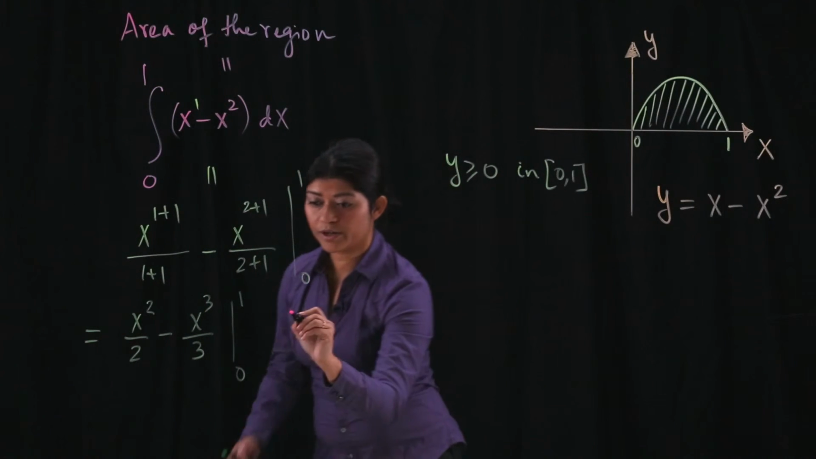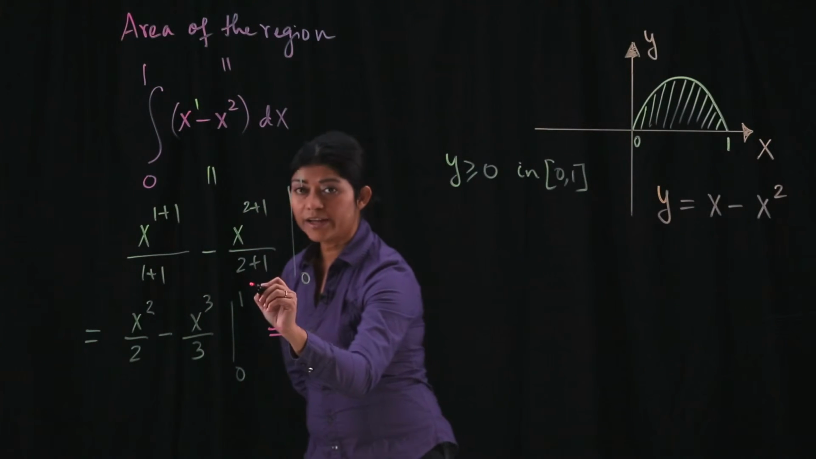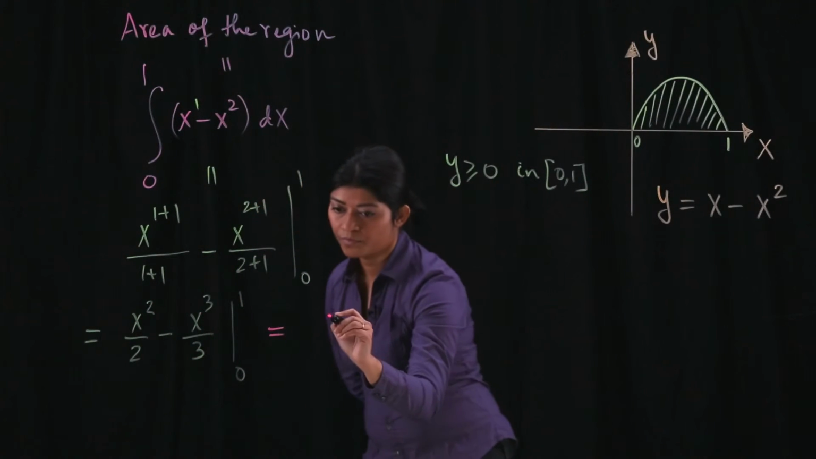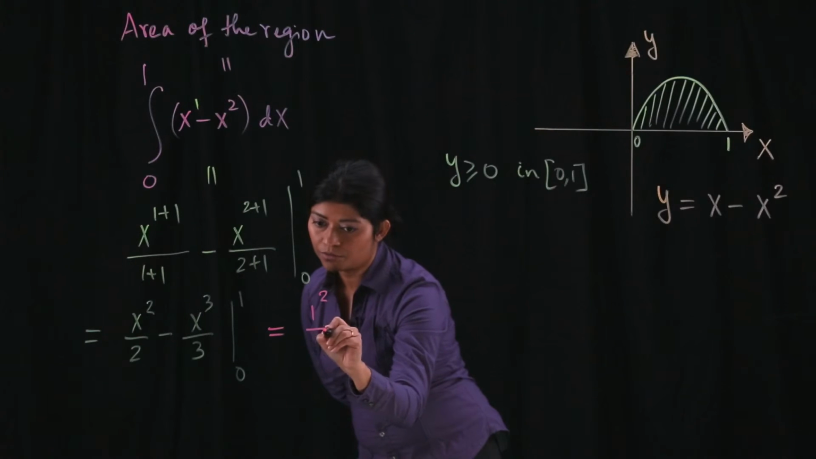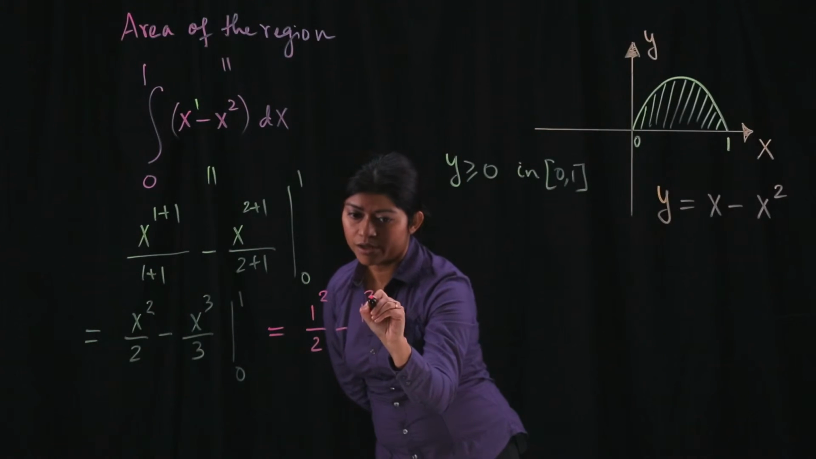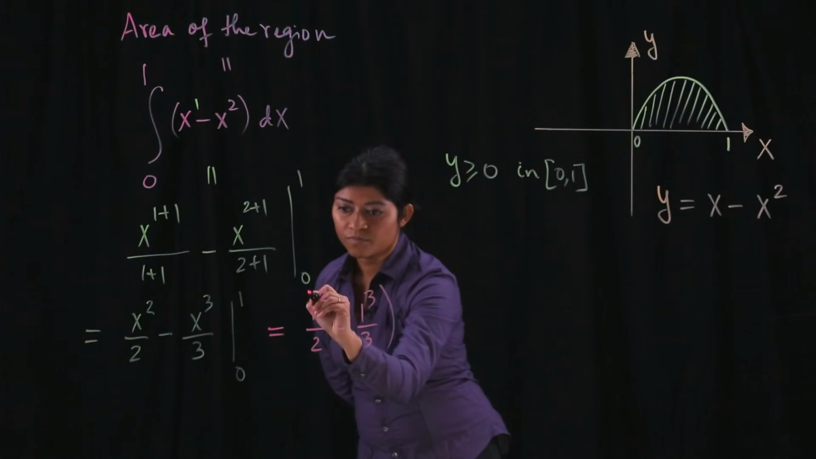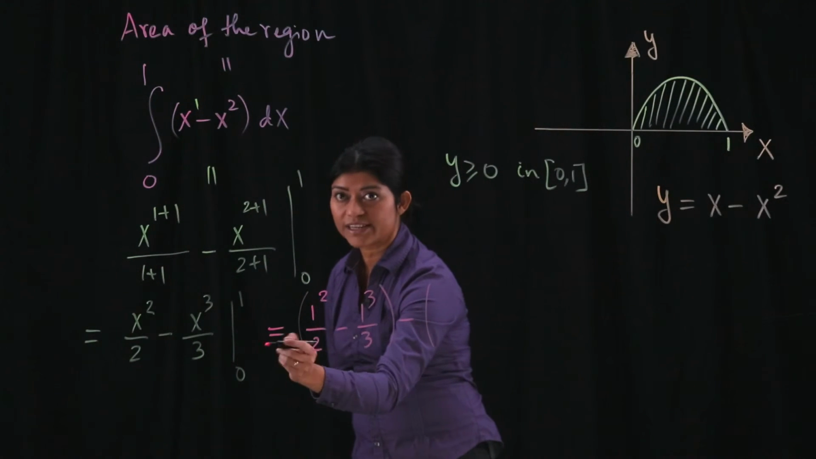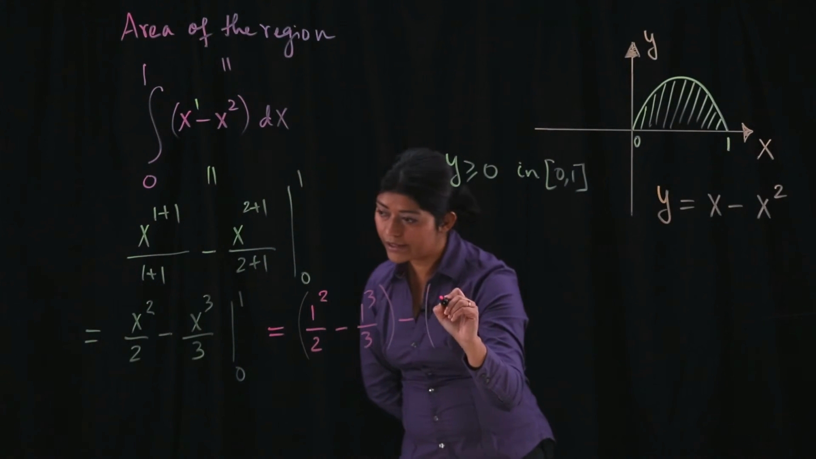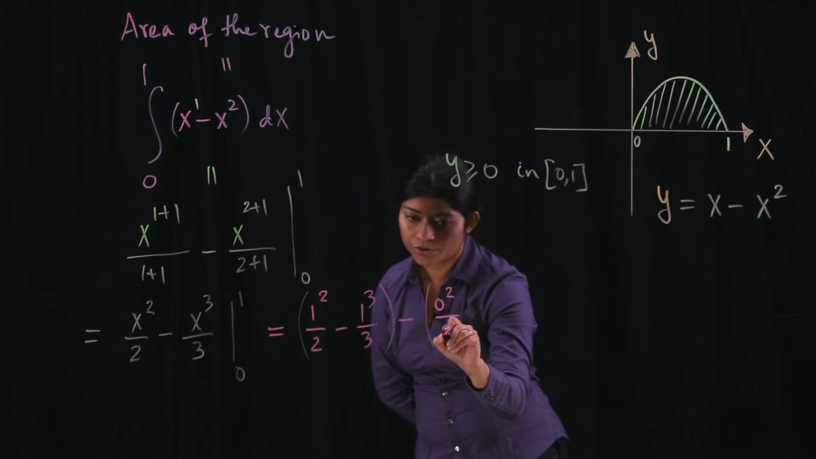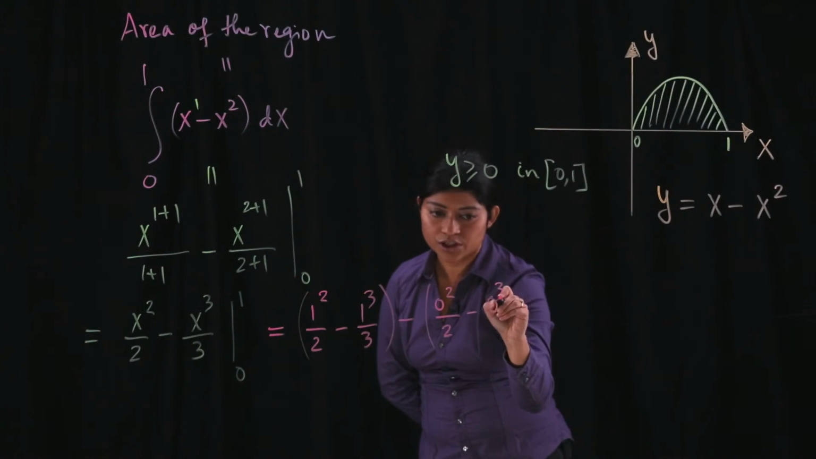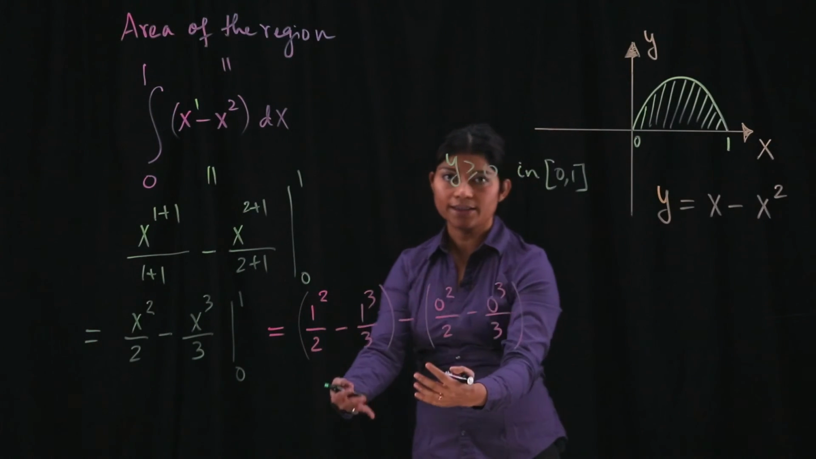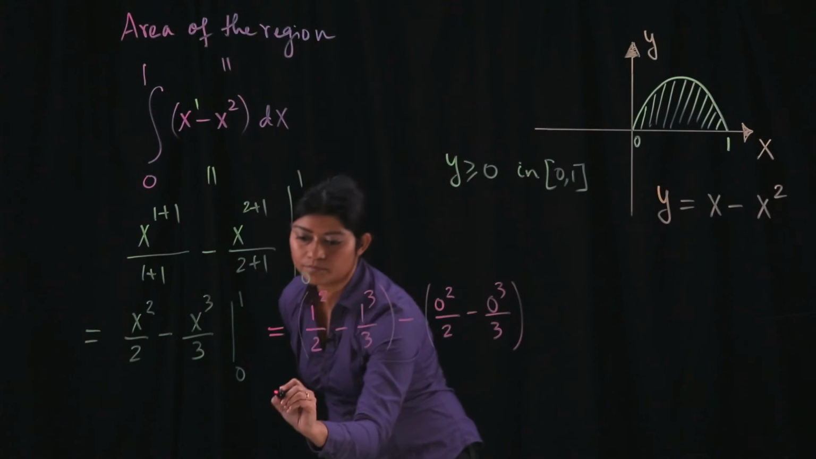Okay, so here we are applying the fundamental theorem. We plug in the upper limit first. So plug in x equals 1. And so we get 1 squared over 2 minus 1 cubed over 3. Then you subtract and plug in the lower limit, which is x equals 0. So when you do that, you get 0 squared over 2 minus 0 cubed over 3. So all we have to do is simplify, and then we will get our area.